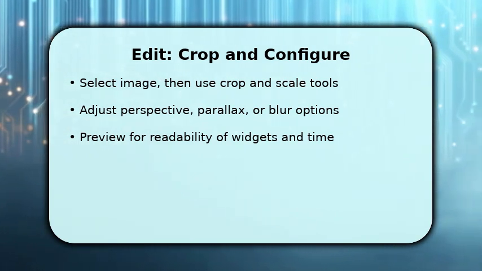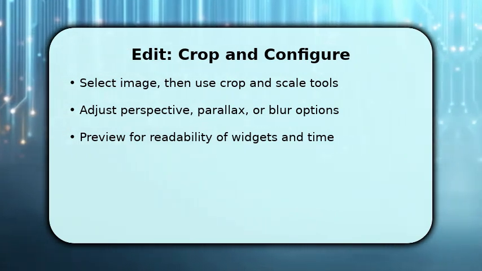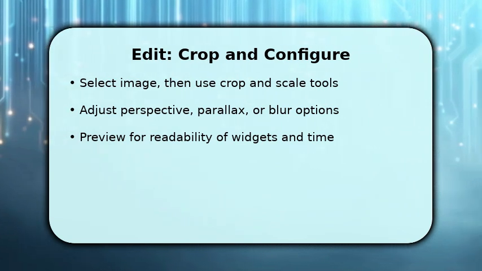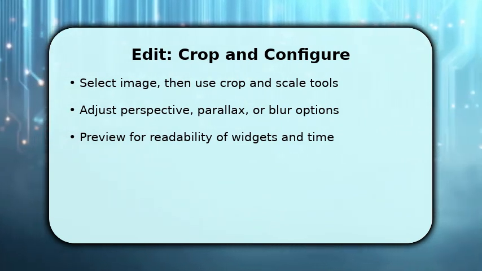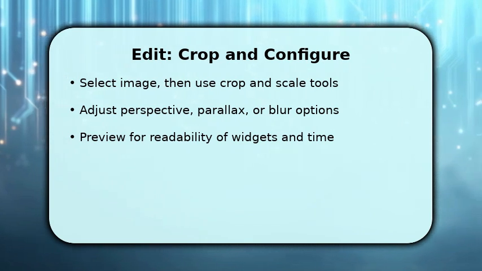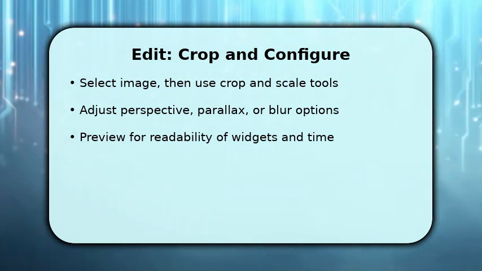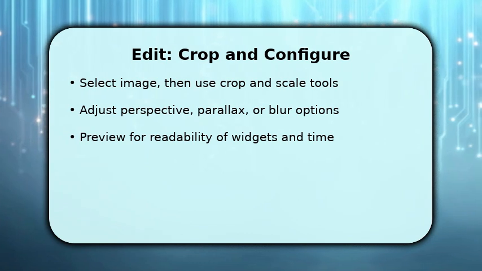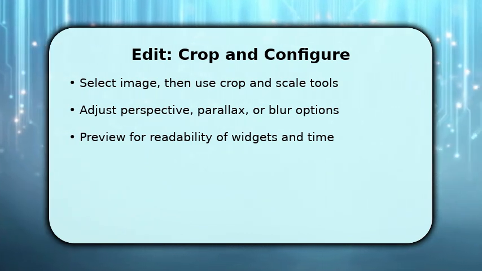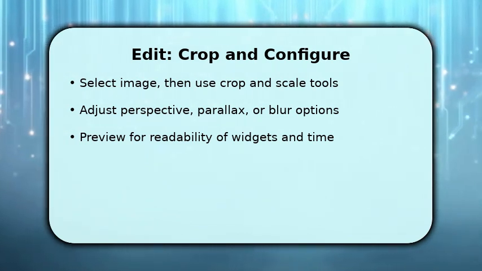Once done, toggle options like perspective motion or parallax, turn them off for static clarity if needed. Make sure text, widgets, and the clock remain legible. Reposition or slightly darken the photo when necessary. If available, apply wallpaper styles or live versus still modes depending on battery and preference.